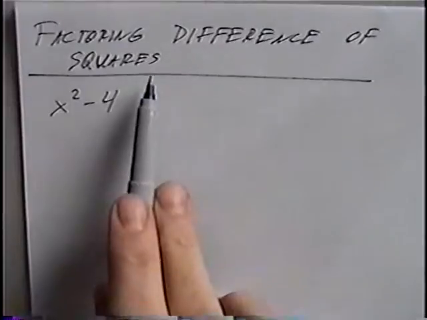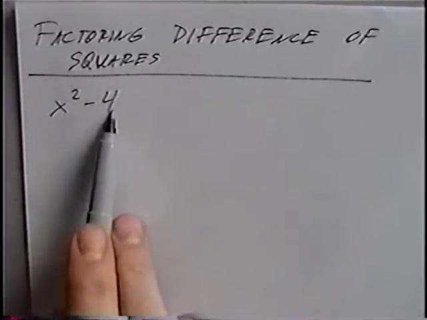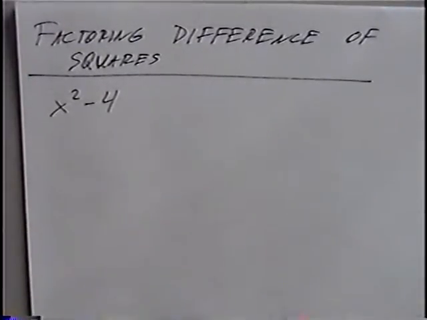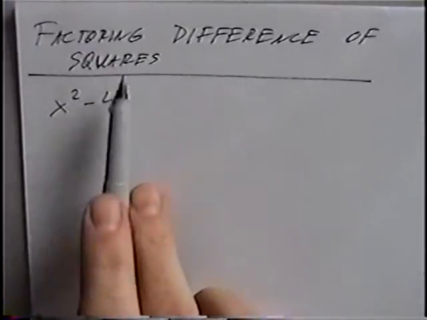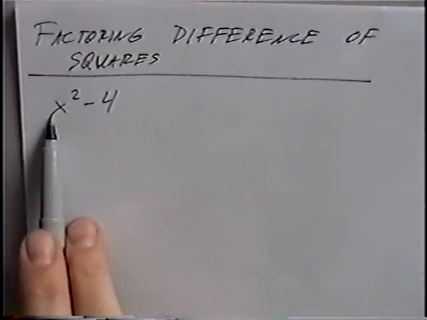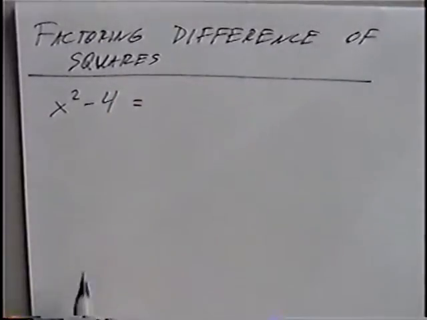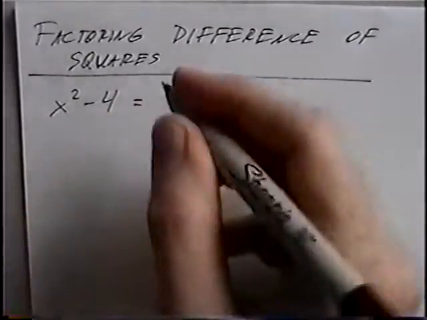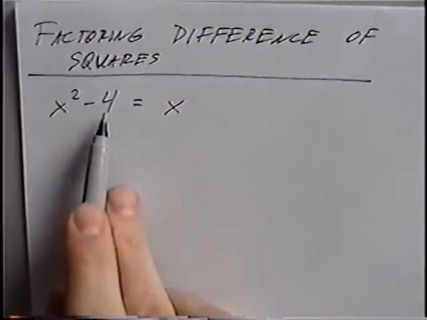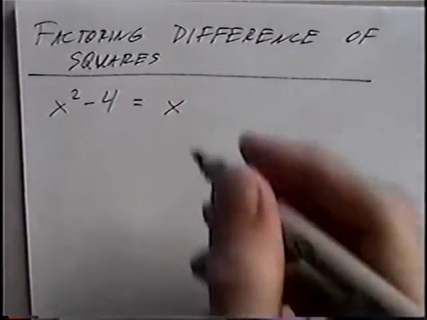When you factor the difference of squares, you only have two terms. And in every case of difference of squares, you'll be able to take the square root of each of these terms. For example, the square root of x squared would be x, and the square root of 4 would be 2.